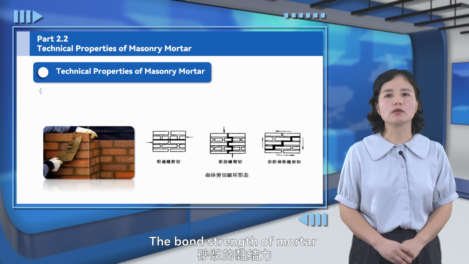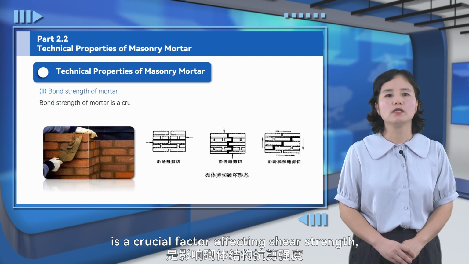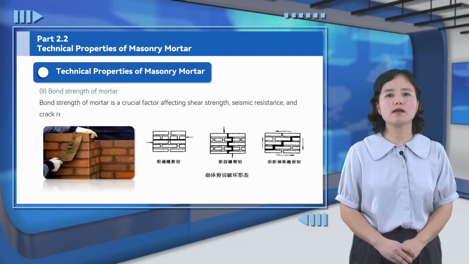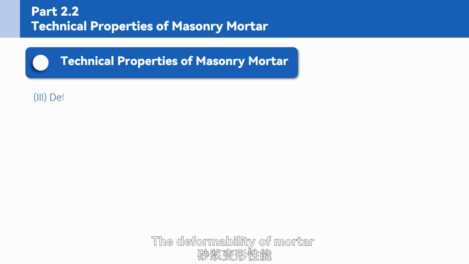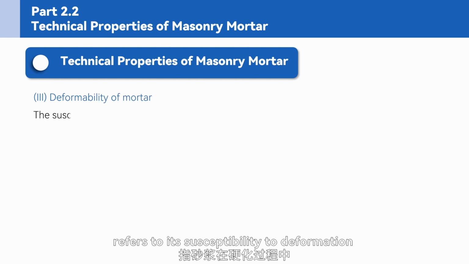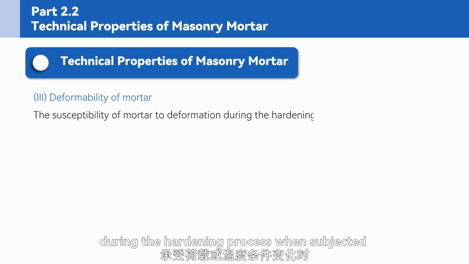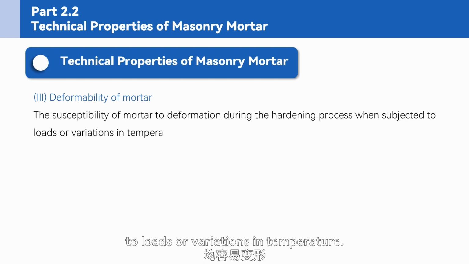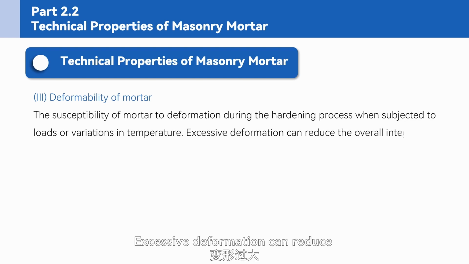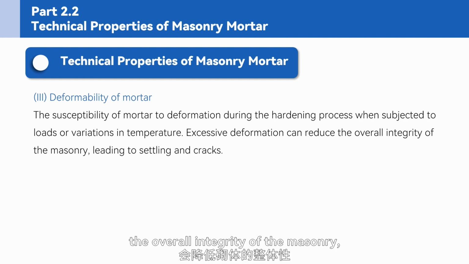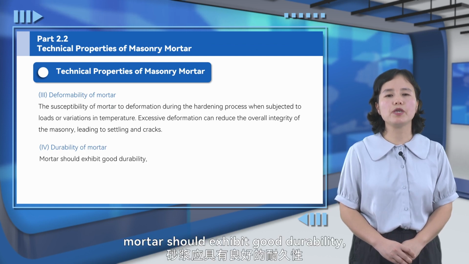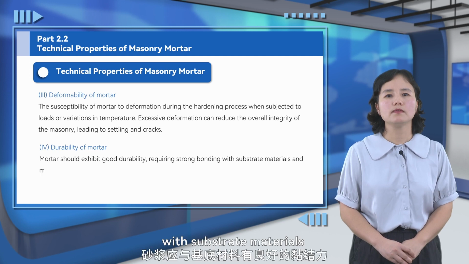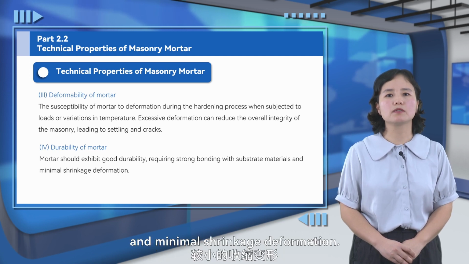The bond strength of mortar is a crucial factor affecting shear strength, seismic resistance, and crack resistance in masonry structures. The deformability of mortar refers to its susceptibility to deformation during the hardening process when subjected to loads or variations in temperature. Excessive deformation can reduce the overall integrity of the masonry, leading to settling and cracks. Simultaneously, mortar should exhibit good durability, requiring strong bonding with substrate materials and minimal shrinkage deformation.